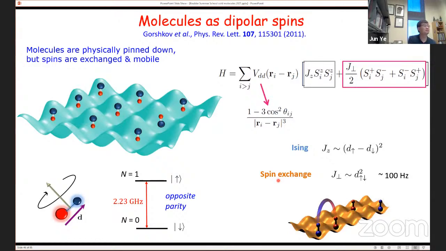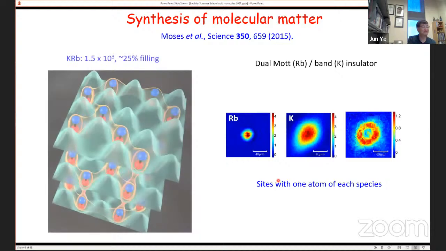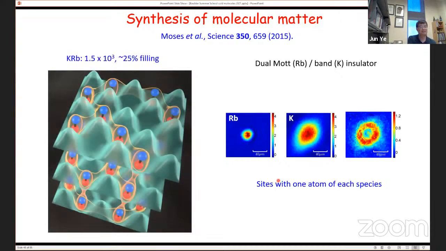Okay, if I move on a little bit, where was I? I was talking about how it's a really interesting system where you have a 3-dimensional optical lattice and you put 1 atom of each species in each individual site, and then you make molecules. Using this technique, we were able to do a 25% filling about 5 years ago.